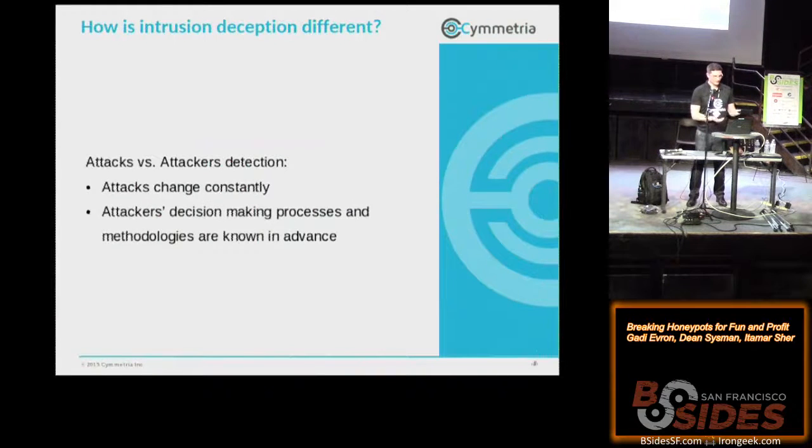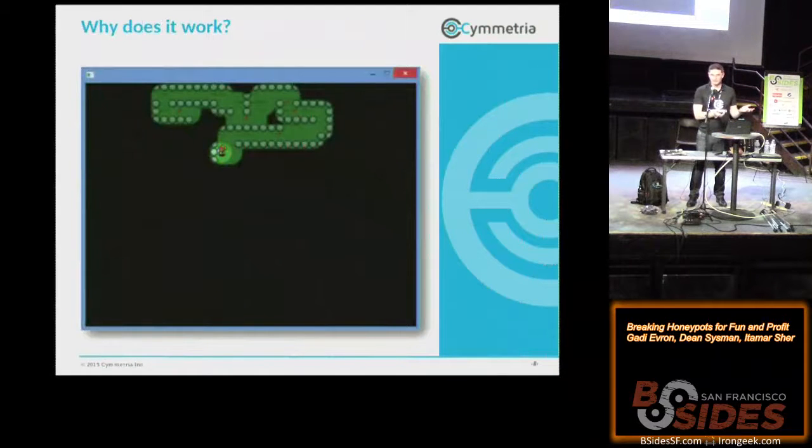And basically, what intrusion deception changes in the game is that instead of trying to find that exploit or that malware sample, what we're trying to do is find the attacker himself, right? We're trying to target his method of operation instead of the technology he's using, which is much harder to be flexible on and much harder to change, right?